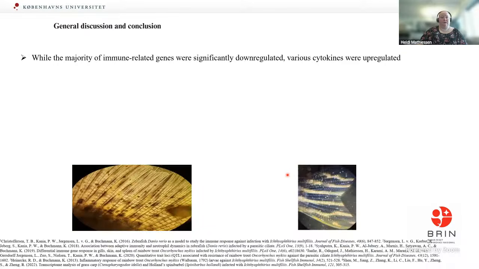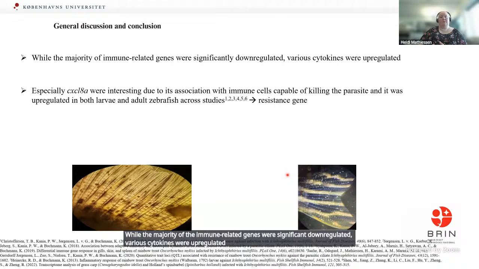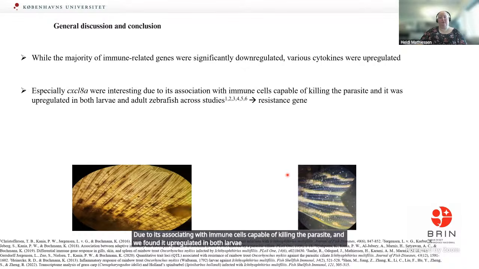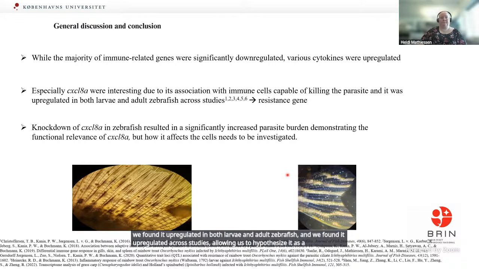While the majority of the immune-related genes were significantly downregulated, various cytokines were upregulated, and these cytokines were associated especially with the cellular response, where for our study, especially CXCL8A was interesting due to its association with immune cells capable of killing the parasite. And we found it upregulated in both larvae and adult zebrafish, and we found it upregulated across studies, allowing us to hypothesize it as a resistance gene.